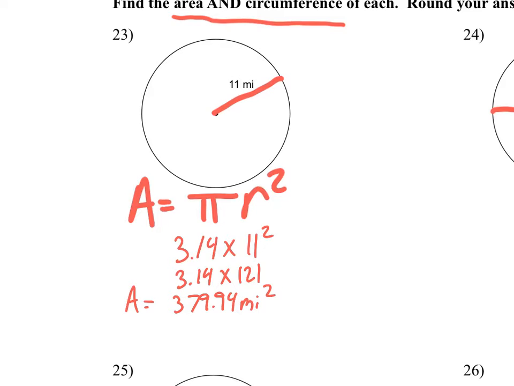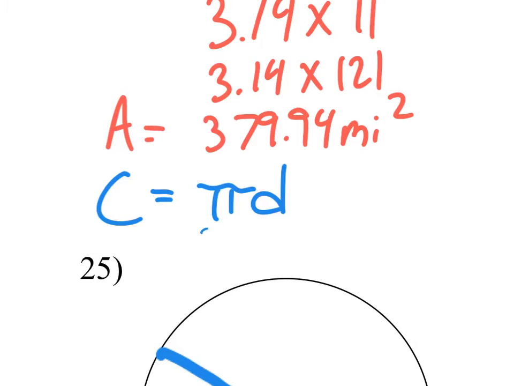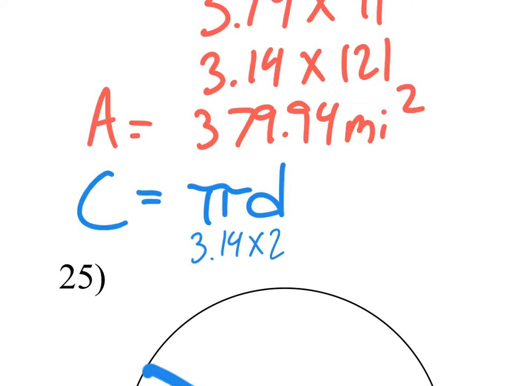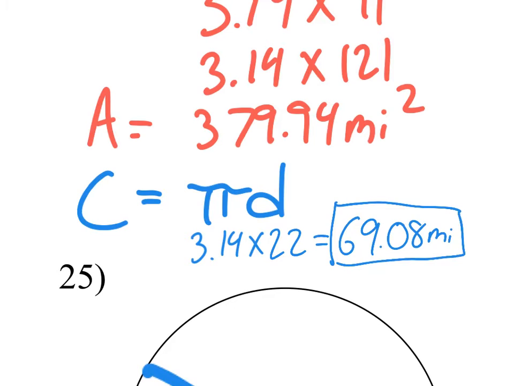Now we've got to find the circumference. Our formula for circumference is pi times the diameter. Well, our diameter is all the way across. So our diameter would be 22 miles. So all we're going to do in this part is 3.14 times the 22, I already forgot what it was, 22, left my mind. When we do 22 times 3.14, we get 69.08 miles. So these are the two answers that we're supposed to have on this one here.